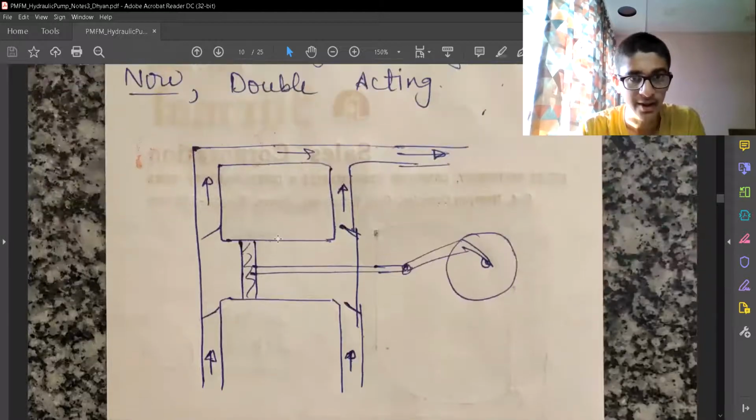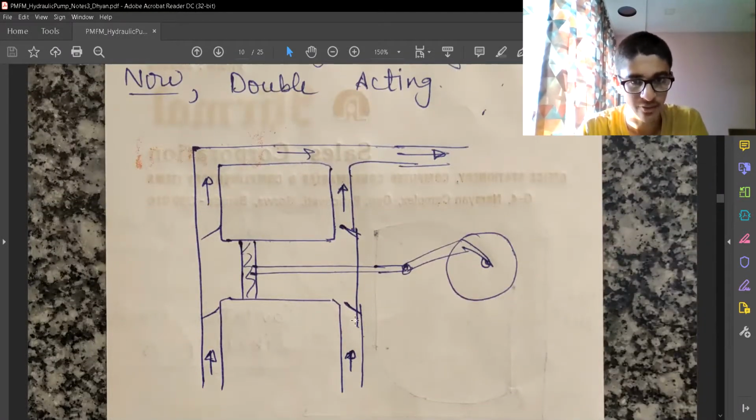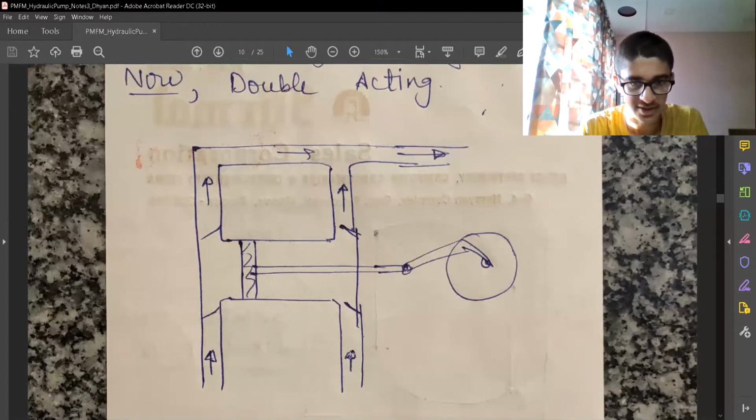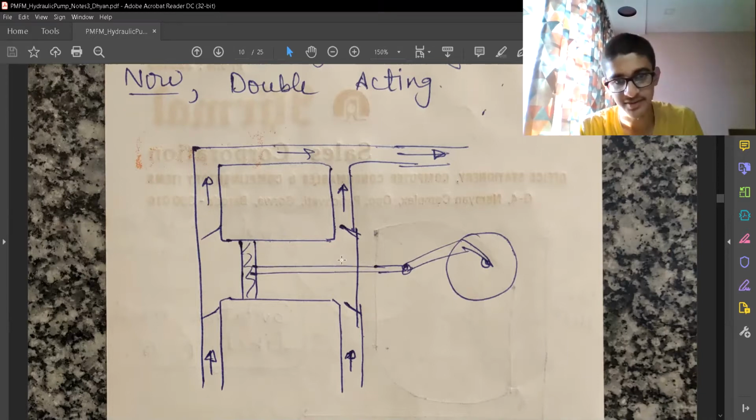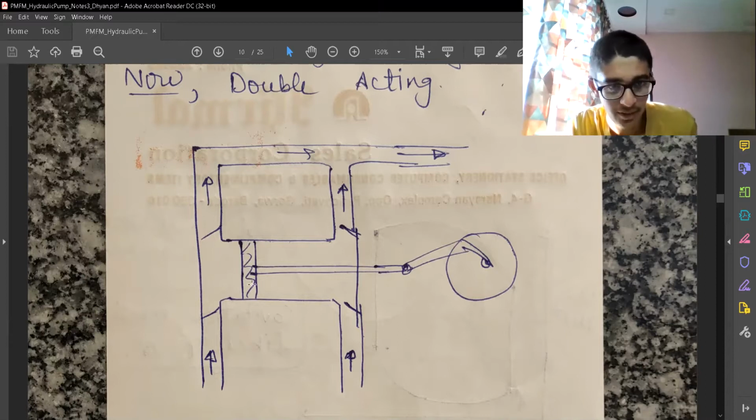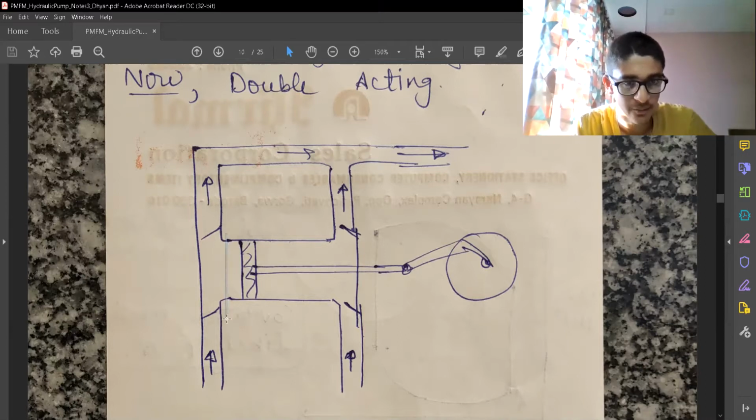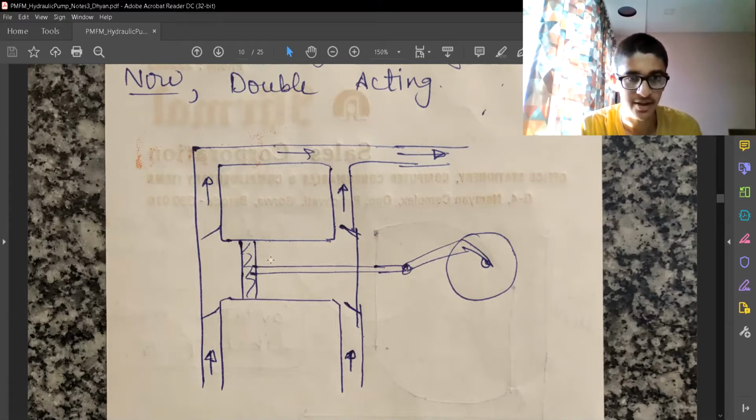But we can have a double acting pump in which there are two delivery valves and two suction valves, and two delivery lines and two suction lines. So when it moves in that direction, one side sucks and the other side delivers. Let's say we are moving from IDC, from this position to the other end. In that case, the suction line for this side will be open and the delivery line for this side will be open. The delivery line of the other side will be closed, and the suction line for the other side will be closed.